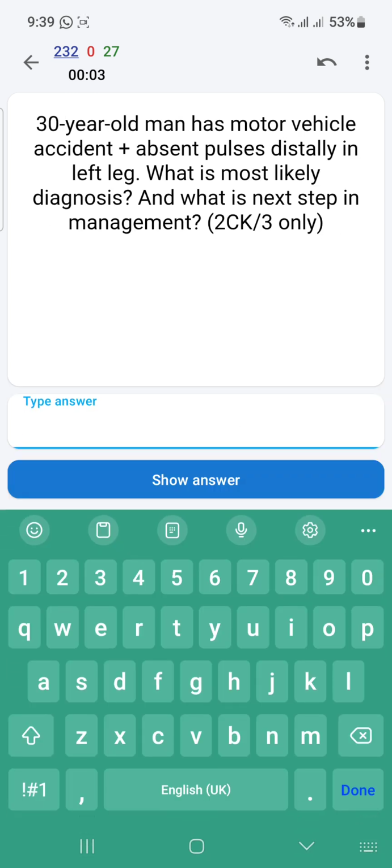A 30-year-old man has a motor vehicle accident and absent pulses distally in the left leg. What is the most likely diagnosis?